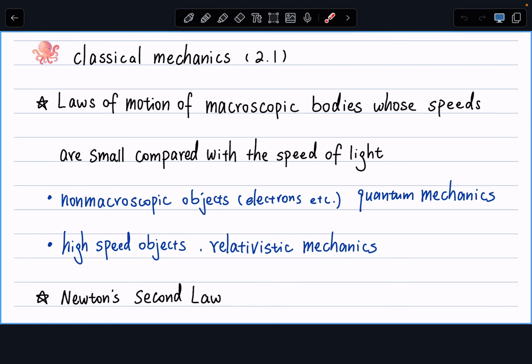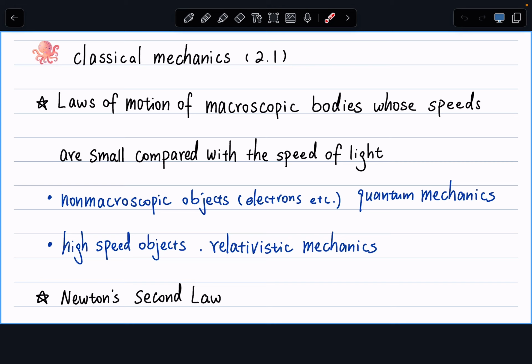Okay, classical mechanics. Instead of a math review, this part should be more of a physics review. I know physics is a prerequisite, but it's good to refresh your memory on what we know about classical mechanics, or Newton's law, right? Like thermodynamics, classical mechanics takes care of our macroscopic world. Classical mechanics describes the laws of motion of macroscopic bodies whose speeds are small compared with the speed of light.